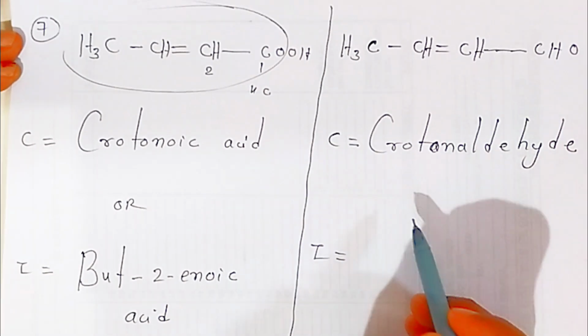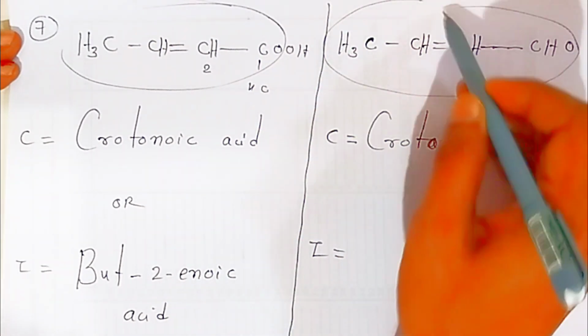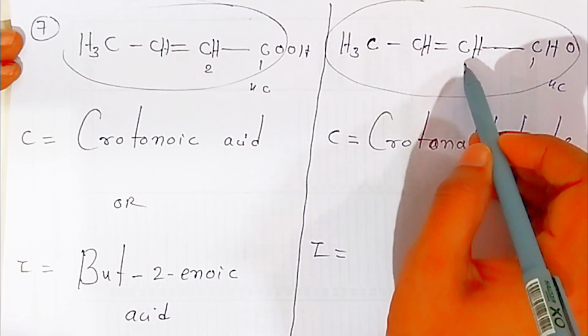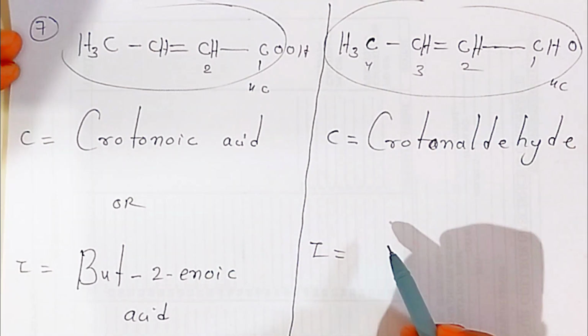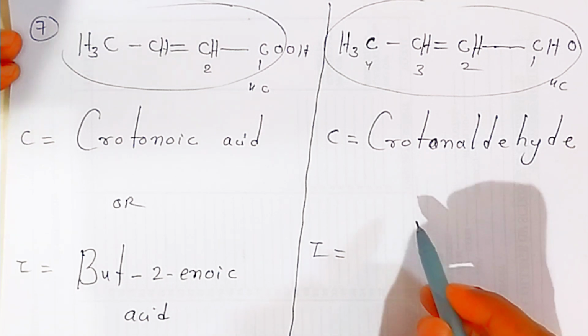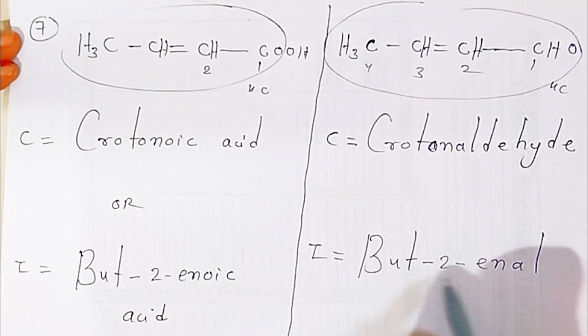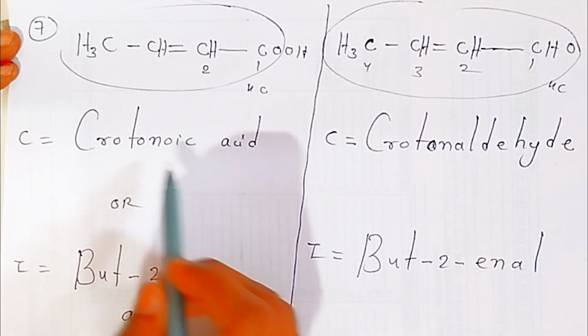For the IUPAC name, students, you have to count the total number of carbon; it is also 4 carbon. This carbon will always be the first carbon, then second, third and fourth. Now students, at carbon number 2 you have unsaturation, so what will be the name? It is called but-2-enal. And but-2-enoic acid will be crotonic acid.